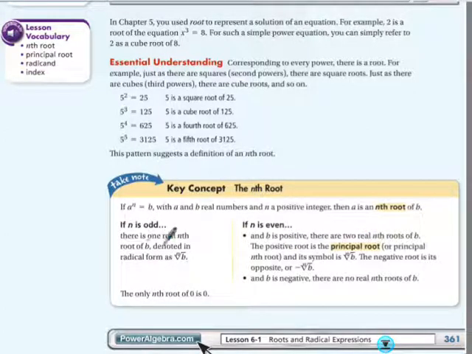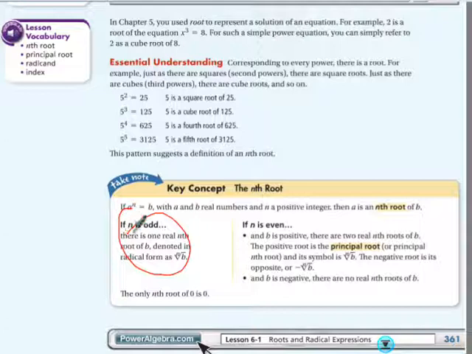If n is odd, there is one real nth root of b, denoted in radical form as the nth root of b. The only nth root of 0 is 0. If n is even and b is positive, there are 2 real nth roots. This comes into like the positive and negative. When we take the square root of 9, we have to say it's positive or negative 3. But when we take the cube root of 8, we say that it's just 2, because we know that negative 2 won't work. We talked about this last unit.